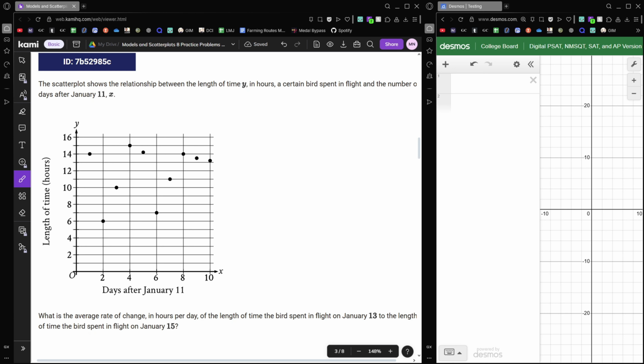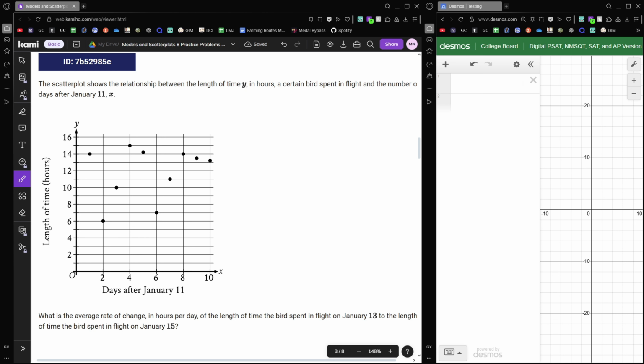Question number 3. The scatter plot shows the relationship between the length of time, y, in hours, a certain bird spent in flight, and the number of days after January 11th, x. What is the average rate of change in hours per day of the length of time the bird spent in flight on January 13th to the length of time the bird spent in flight on January 15th?